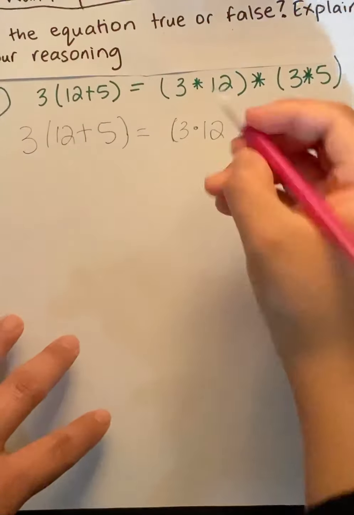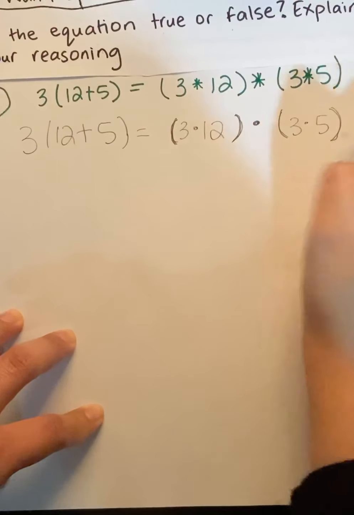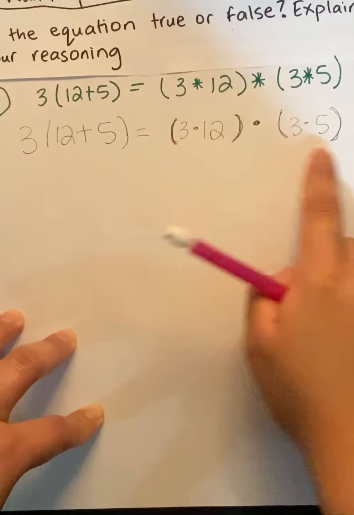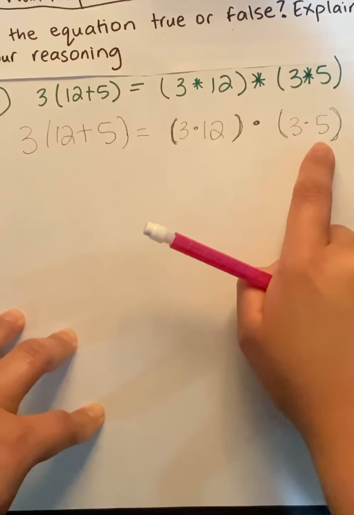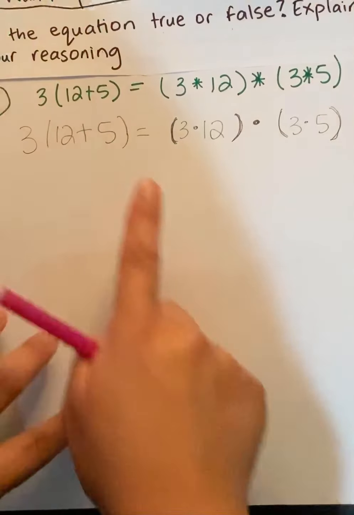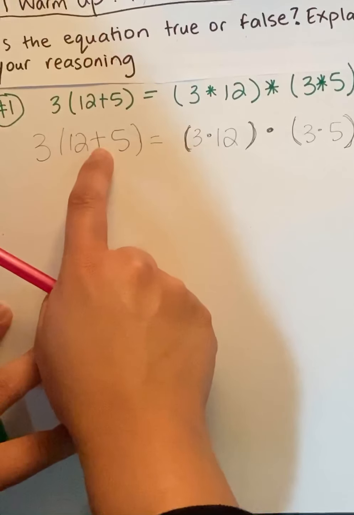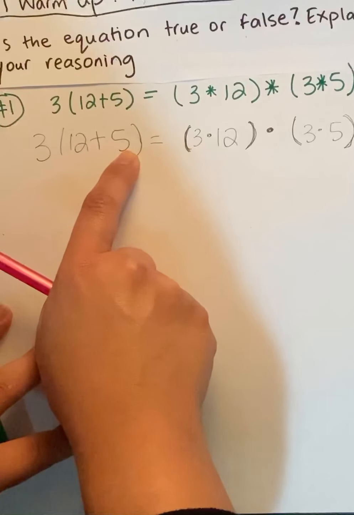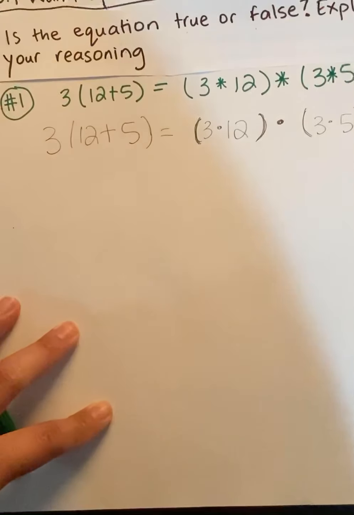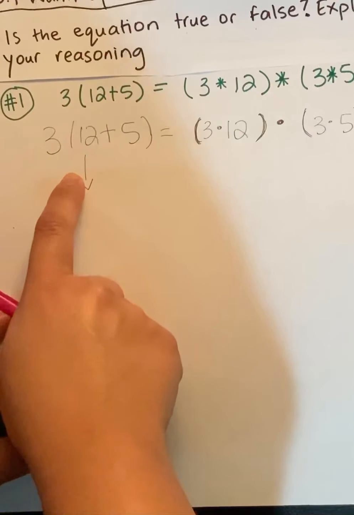I want to remind you that the parentheses means a little group. This is a little group, 3 times 12, times this other group, 3 times 5. Okay? That is important because here, this tells me that this group, the sum of 12 and 5, all of that times 3. And I want to remind you that this is the distributive property.